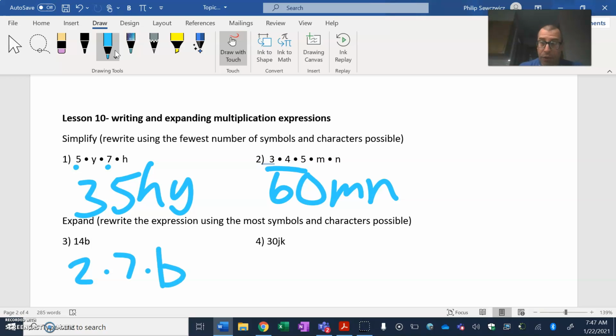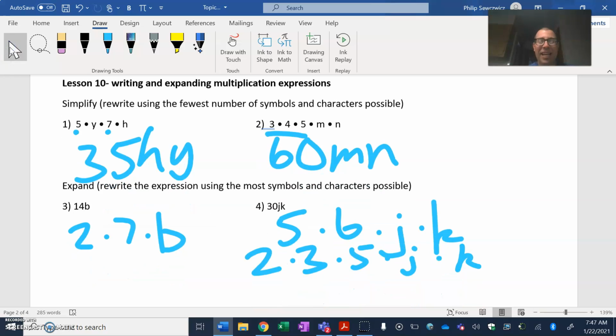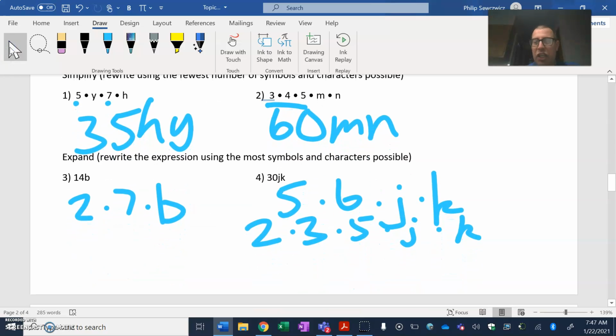All right, the 30. Okay, so you might say 5 times 6 is 30. And I agree with you on that. All right, and then times j, and then times the k. But what we want to keep in mind here is we can still break down that 6 some more. 6 is really 3 times 2. Okay, so 2 times 3 times 5 times j times k. All right. So again, if you can break down a number again, you do need to do it. We do like them in numerical order, and we do like them in alphabetical order.